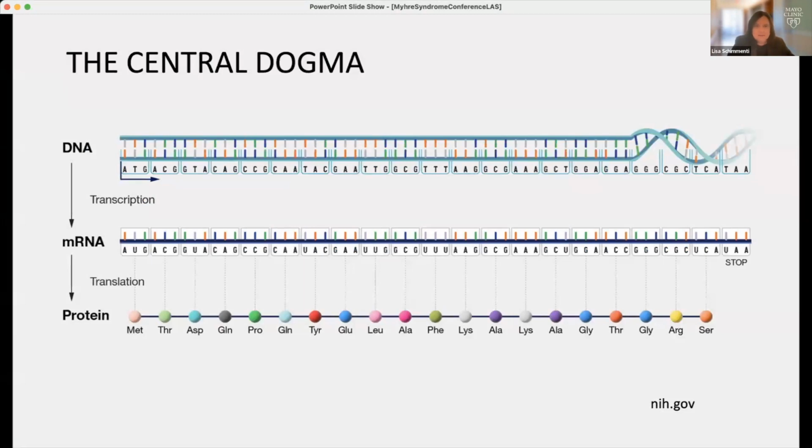This is called the central dogma of molecular biology. And so here's DNA starting with an ATG. Here's a longer stretch of DNA. Here's the triplet code. Here's the RNA. And then here's the protein that's produced from that RNA in the cell.